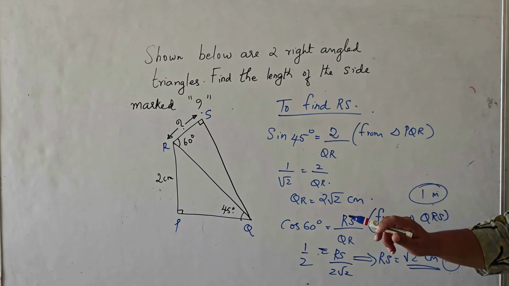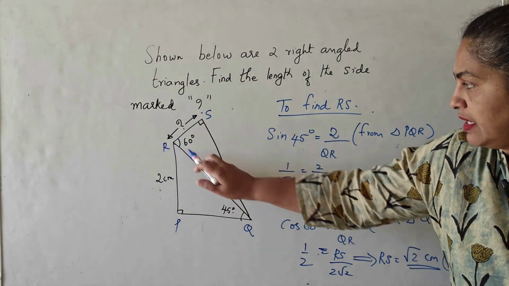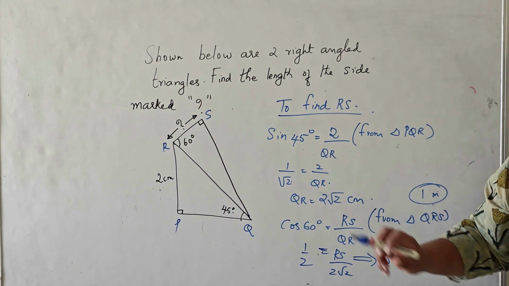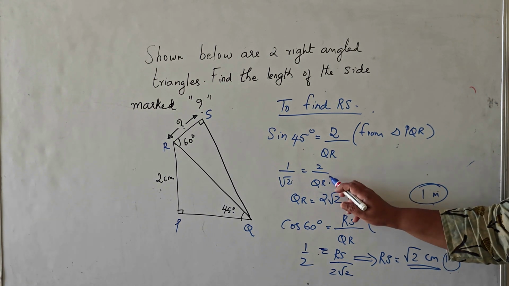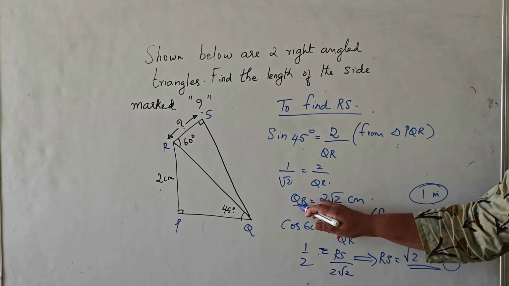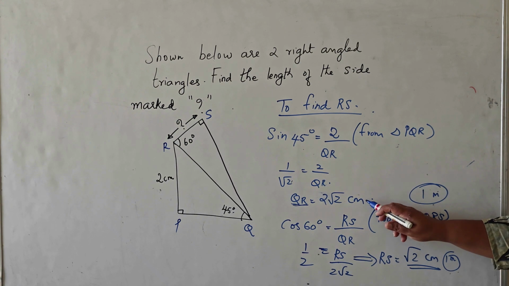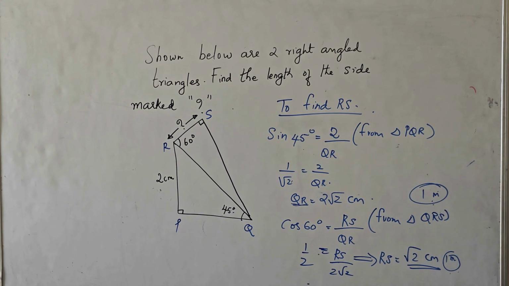I have taken sine 45. Sine 45 is opposite side by hypotenuse. So I know the value of sine 45, which is 1 by root 2. So I am able to find out the value of QR as 2 root 2 centimeters. And when you solve that, you get 1 mark.